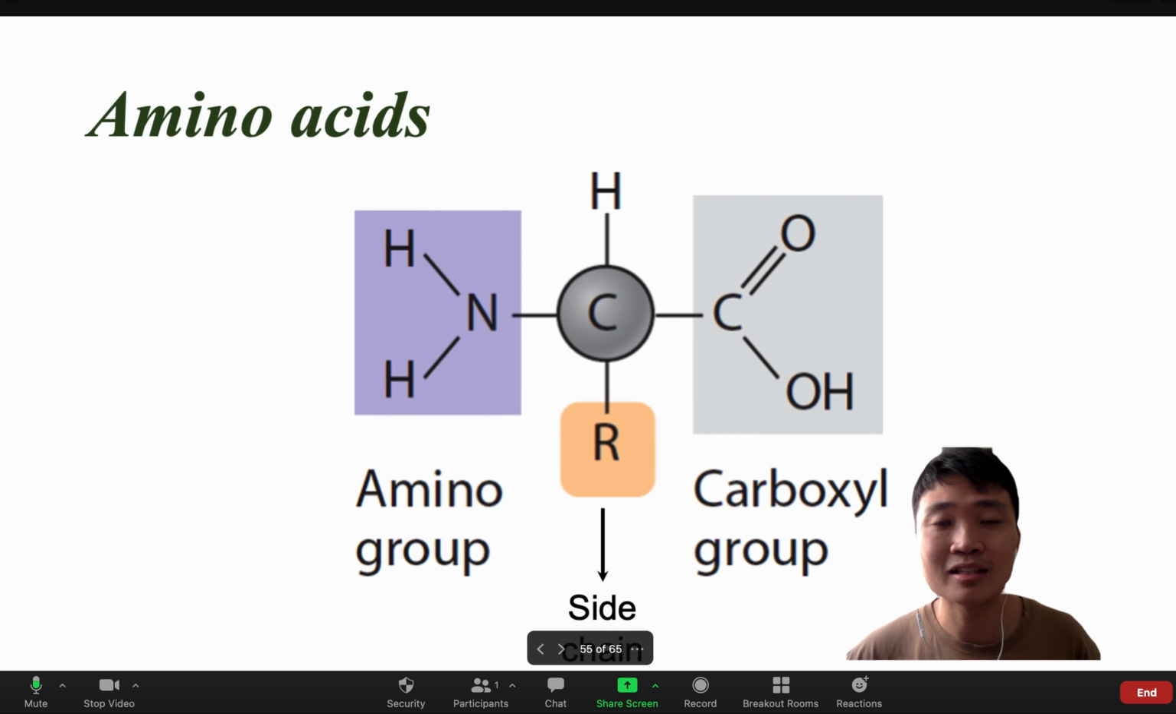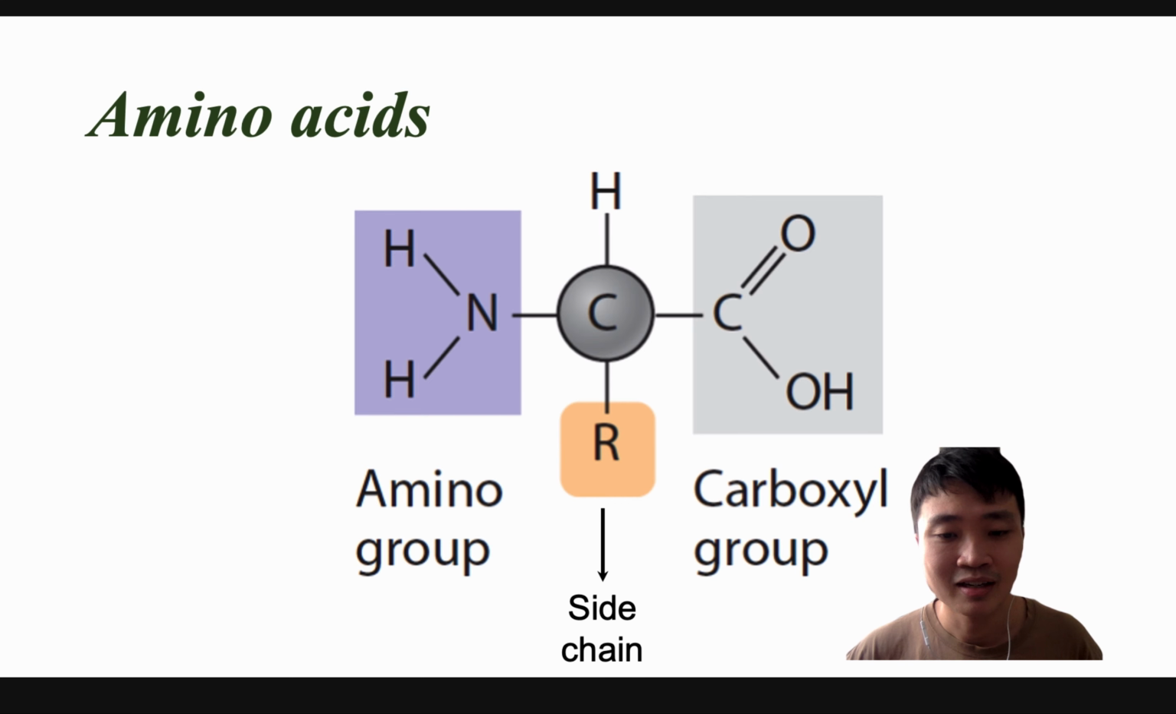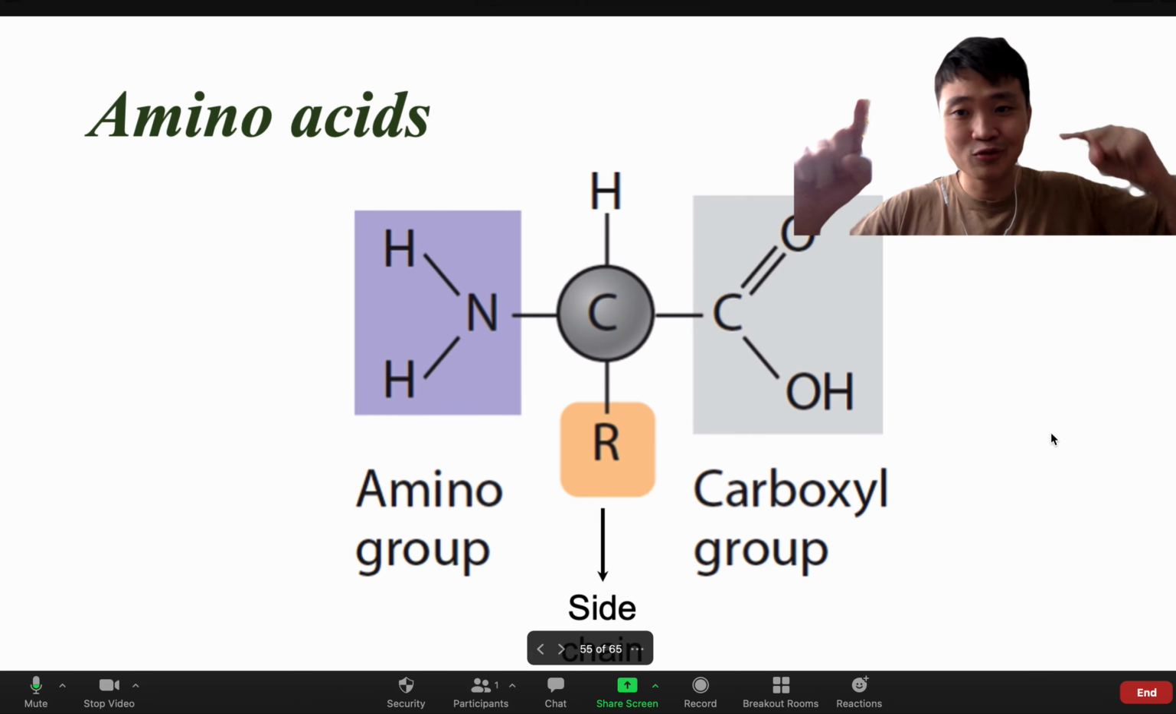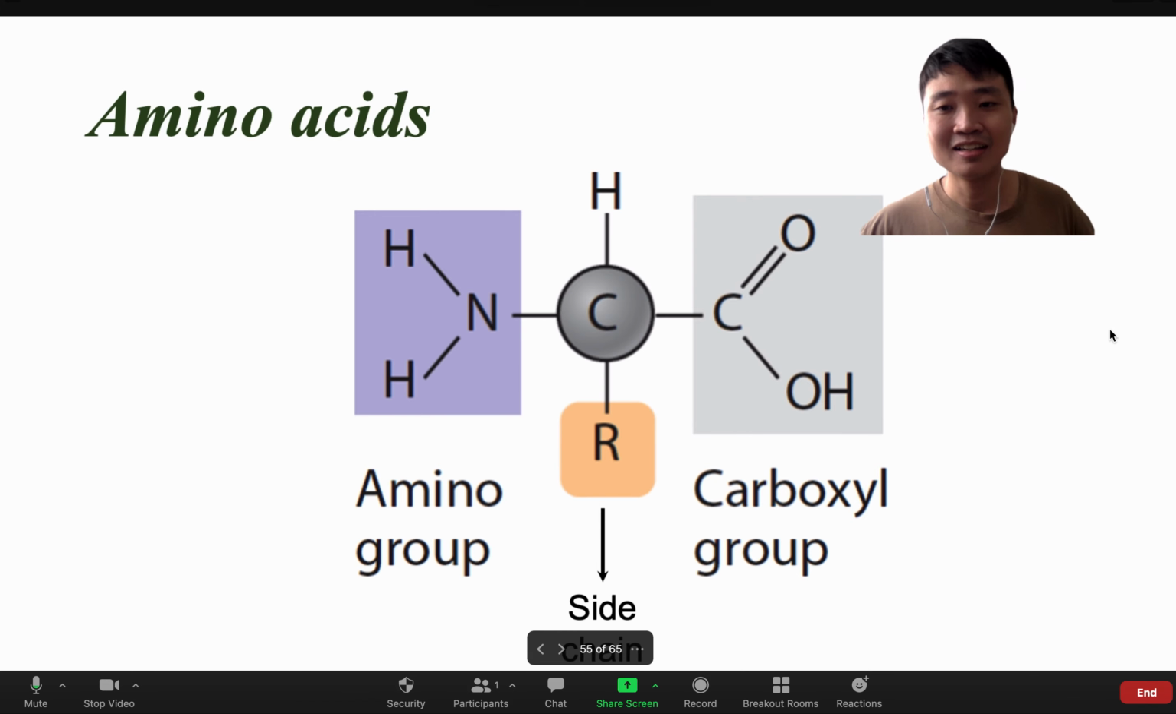All right, now let's go on to classification. For amino acids, we must take a look at their structure over here. So in the middle here, for every single amino acid, the amino acid is the basic unit of proteins.